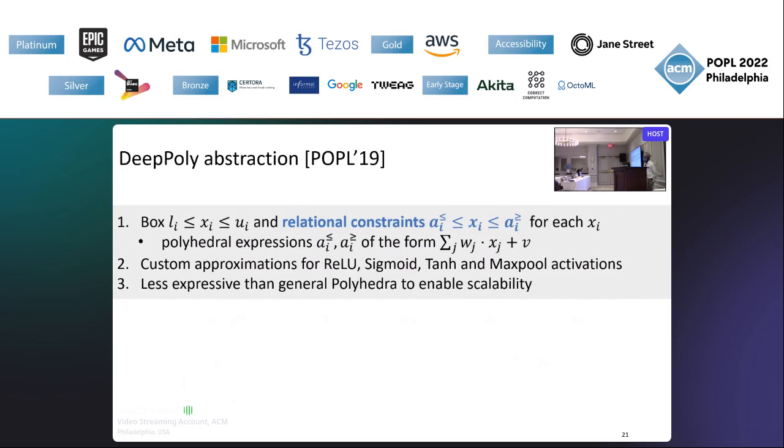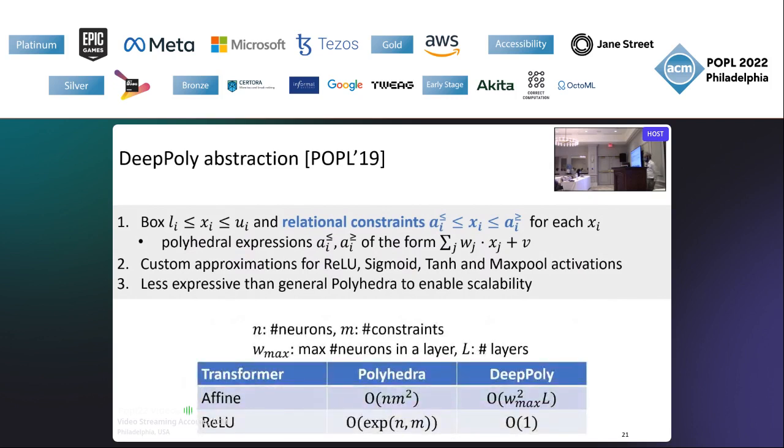Now the octagon domain cannot handle the affine transformation exactly because it restricts the number of variables in a constraint to no more than 2, right? So it cannot handle the kind of affine transformations we see. And then we have custom approximations for the nonlinear activations in the network, like sigmoid, tanh, ReLU, and max pool. In terms of scalability, just to give an overview, the ReLU transformation with polyhedra has exponential complexity in the number of dimensions and the number of constraints, while with DeepPoly, you can do it in constant time.